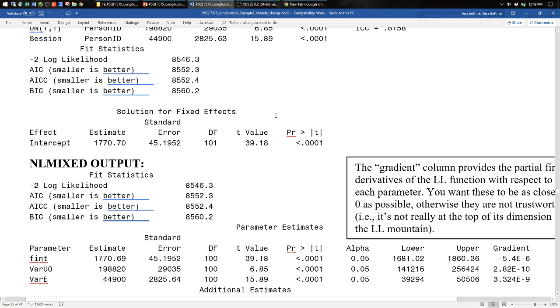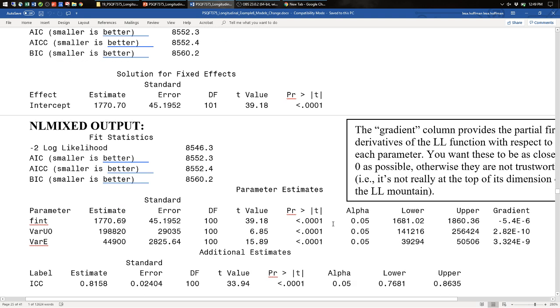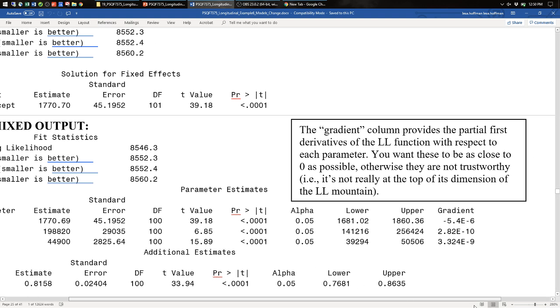One other thing I want to point out here: the parameter estimates output in NLMIXED has extra columns that you're not used to seeing. The p-value is in the middle, so I'm used to looking at the end for the p-value, and that's not there. It also gives you confidence intervals, and the very last column is something called gradient. Anyone know off the top of their head what that is? Or can read it off my notes here?